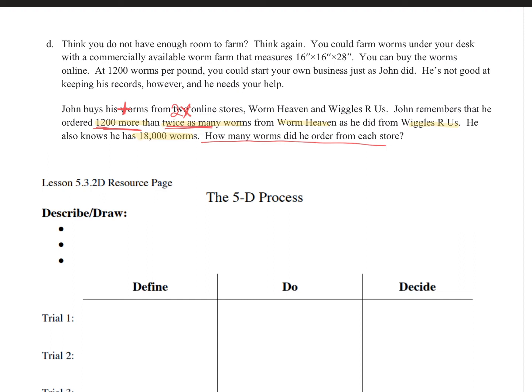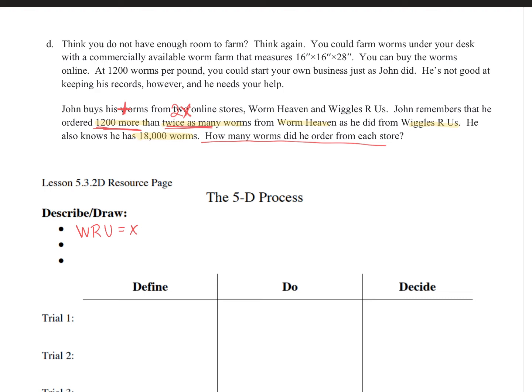So I'm going to say that WRU, Wiggles R Us, is going to be equal to the number of worms he ordered from that website. Since that's our starting point, I'm just going to call that number X. We don't know what it is, we're trying to solve for it, and because we don't know what it is, we use a variable.